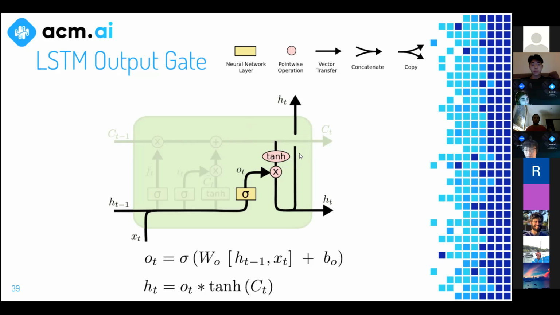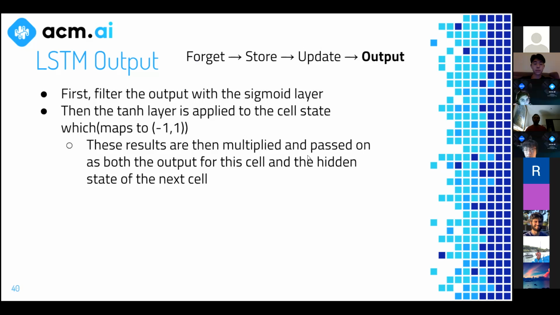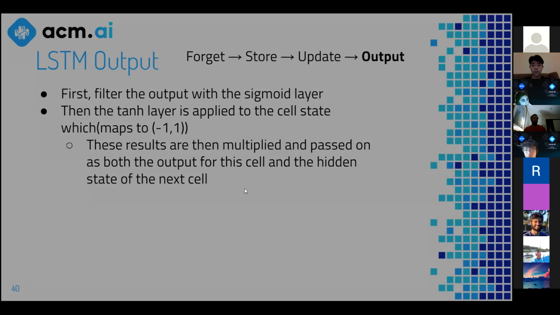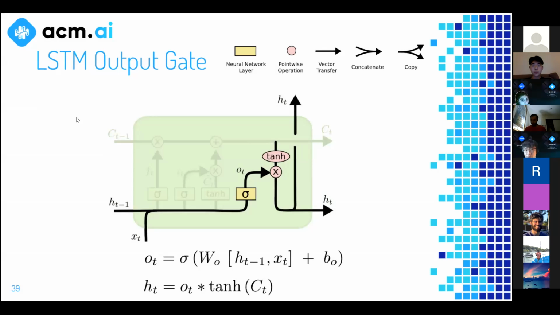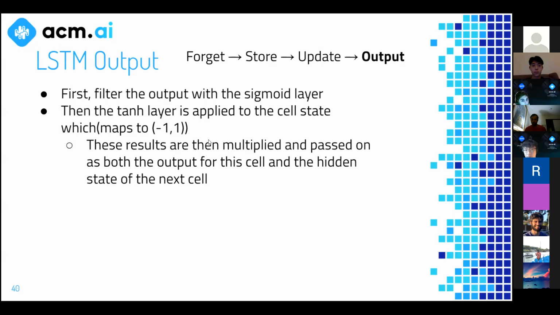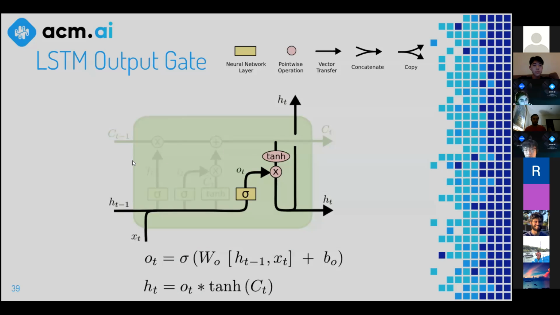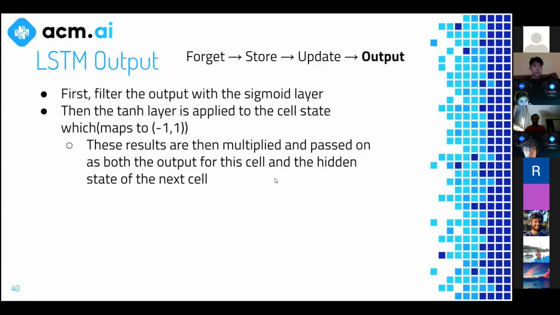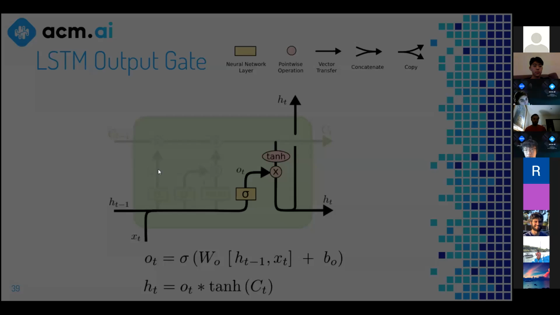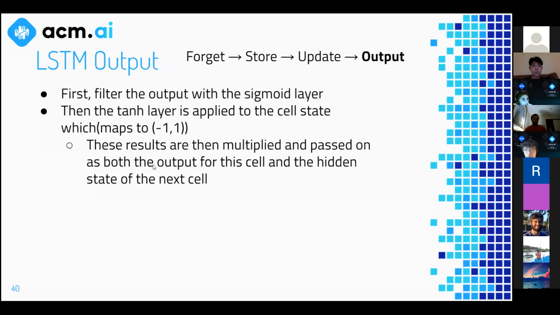So yeah, that's some more intuition behind that. Once again, just a quick recap of how the math works, right? We filter the output with the sigmoid layer, that's this little yellow square here. Then we apply tanh to the cell state, which is this red guy here. And then we do the element-wise multiplication, right here, and that's our output.